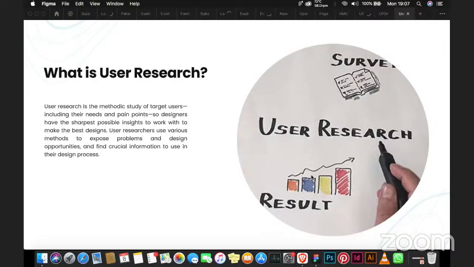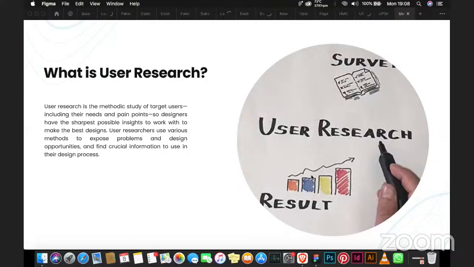This is why, in anything you do, even as a designer, it's very important that you pay close attention to user research. It's very, very important that you put your users first. Now, most times designers misplace priority, right?